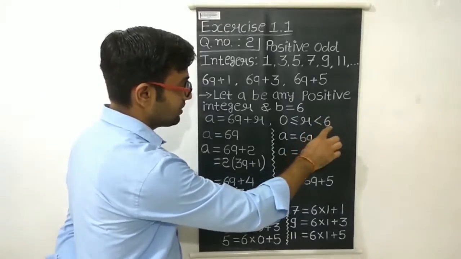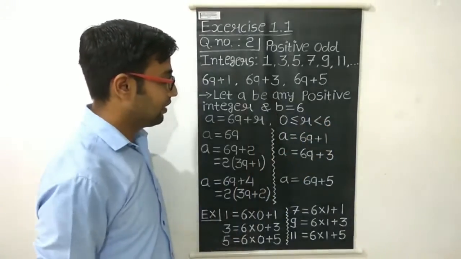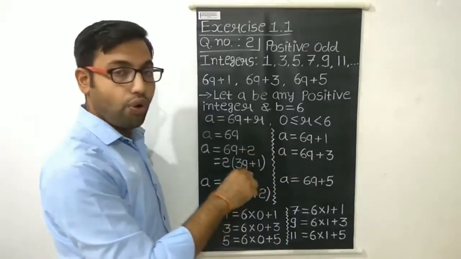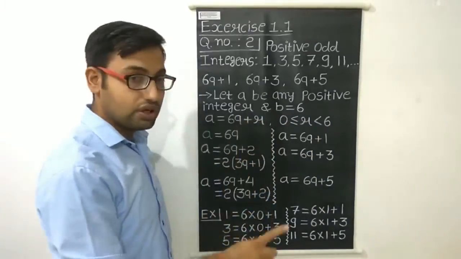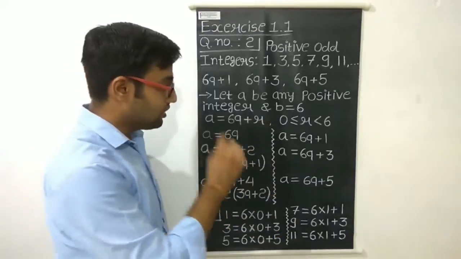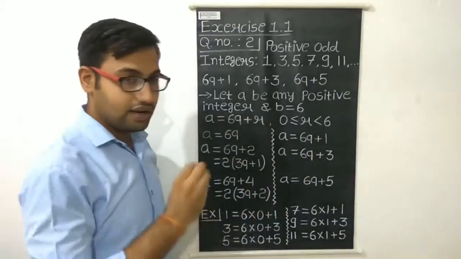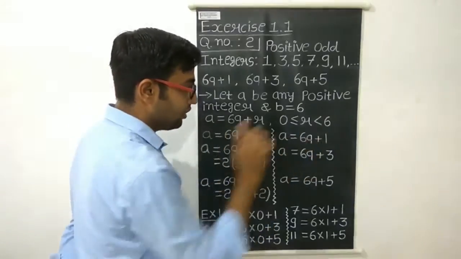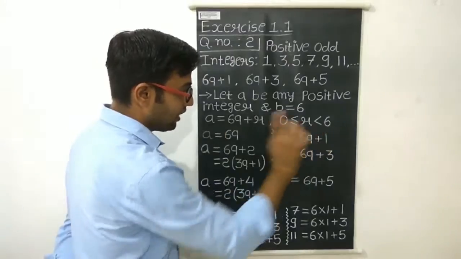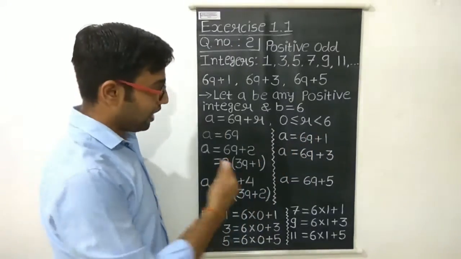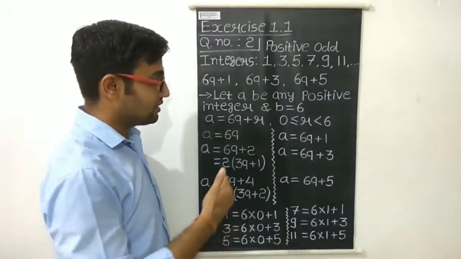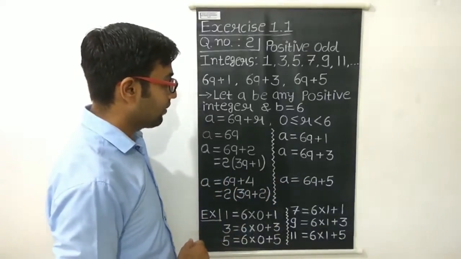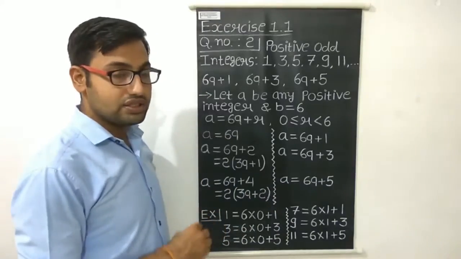Here b is 6. So the value of r may be 0 or 1 or 2 or 3 or 4 or 5. 0 to 5, r may take a value from 0 to 5. It cannot take the value 6, because r has to be less than 6. So let's take one by one the values of r and make the Euclid's division lemma.